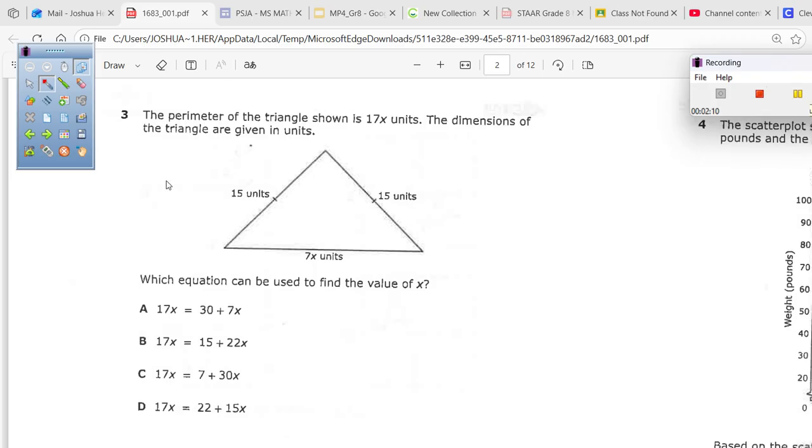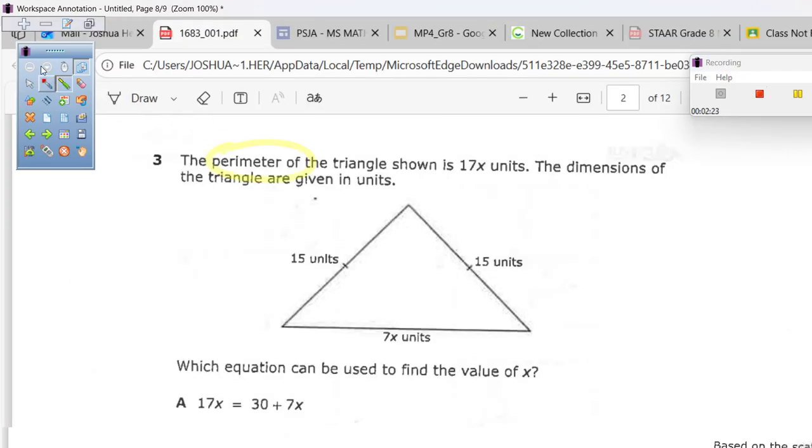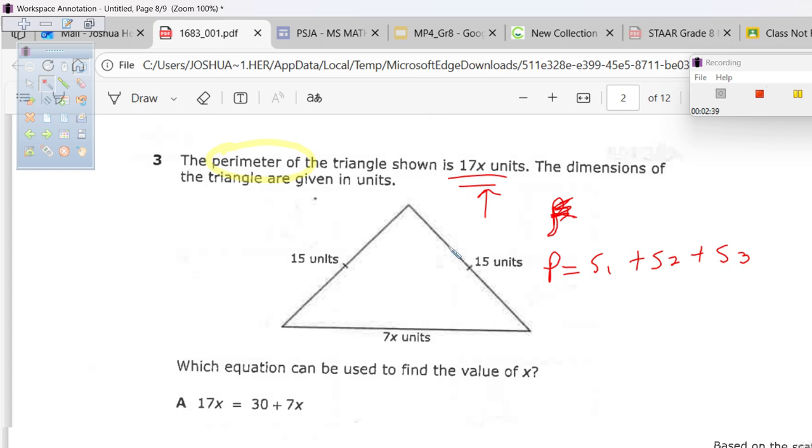Okay, the perimeter of this thing is 17x. They mentioned the triangle shown. So what is perimeter? Perimeter, guys, goes back to 7th grade. Actually, not even. Perimeter goes back to pre-K. So that one goes to adding everything up on the sides, right? So we're saying that perimeter, which is all this, is equal to that. So perimeter is going to be adding up side 1 plus side 2 plus side 3, which are the three sides.